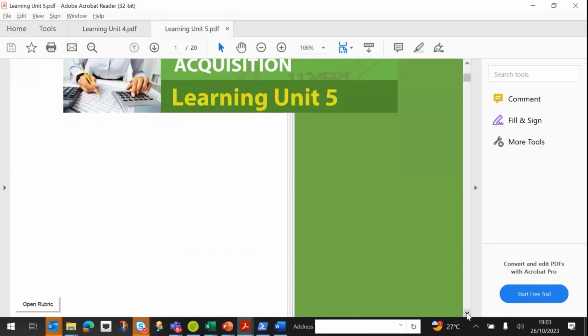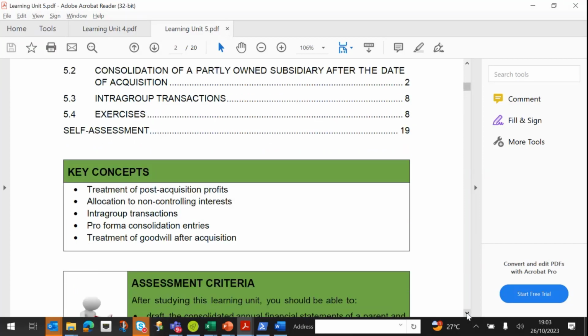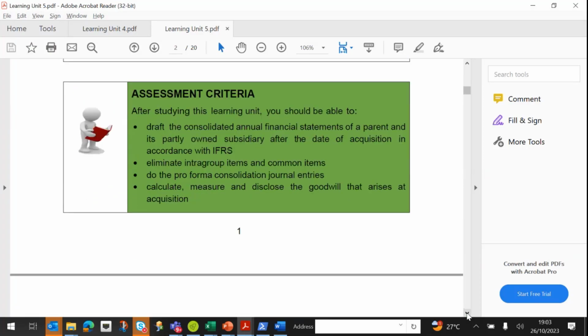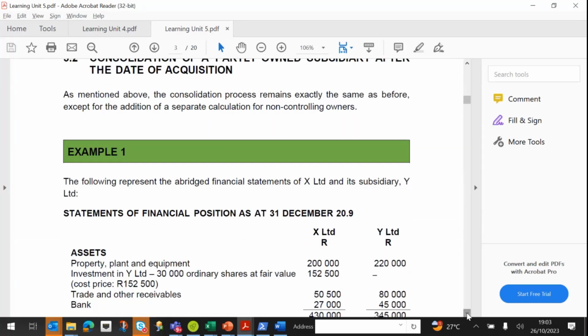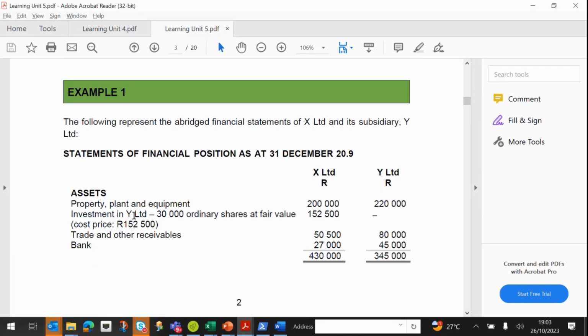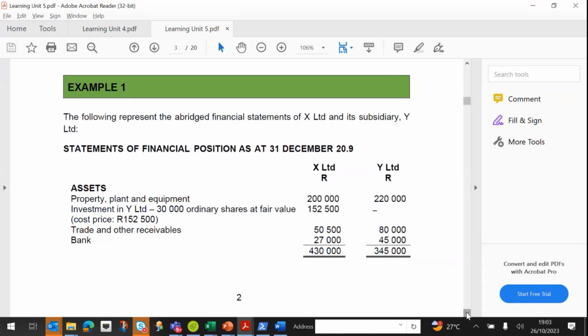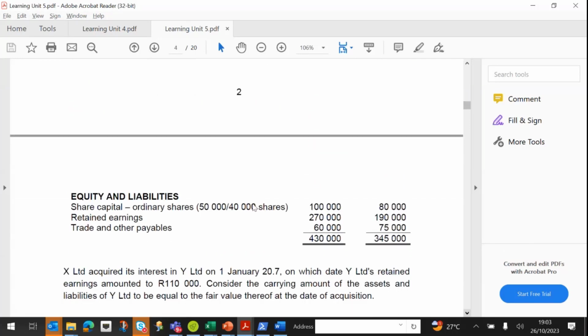Everything that we have done, the principle is the same. So just go and try everything we have done. This is a partly owned subsidiary, but there's no difference to what we have done. Property, plant and equipment, 200. Investment in Y, 30,000 shares, but I bought it for 152,500. Everything is the same. Retained earnings 50,000 for 40,000 shares.